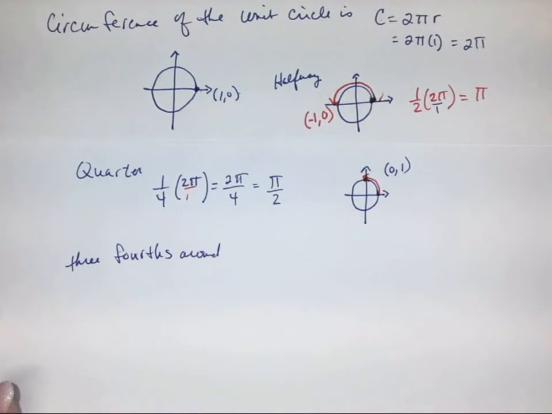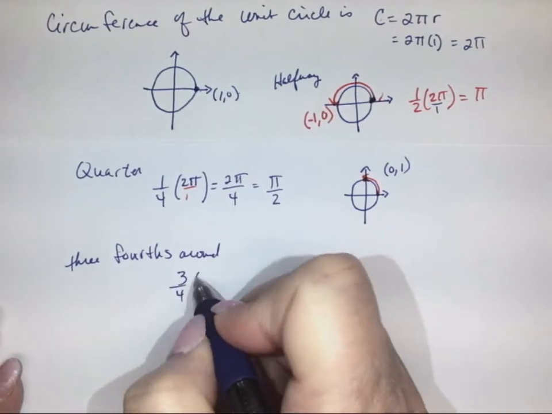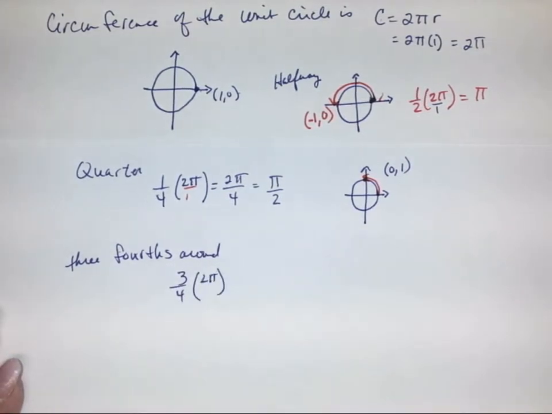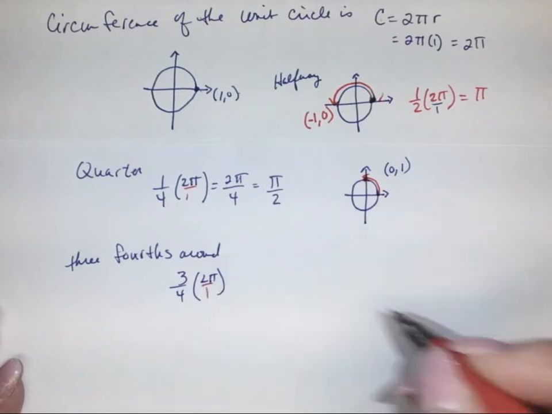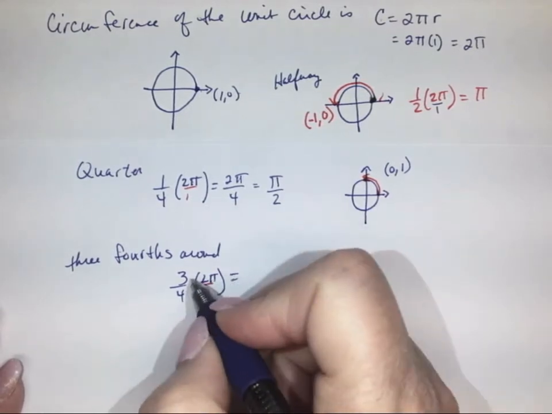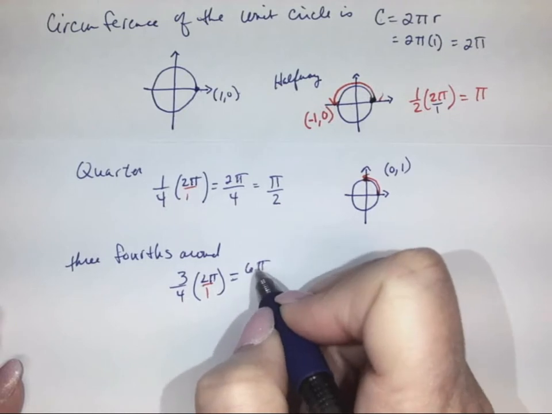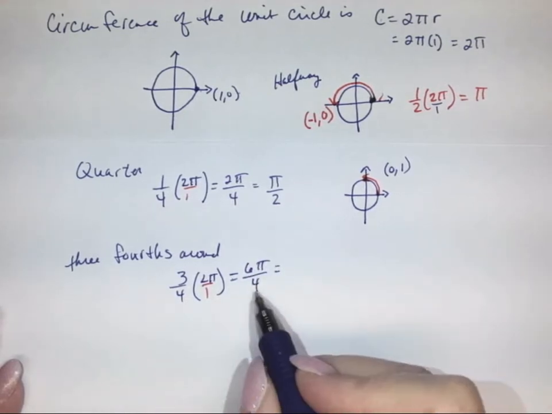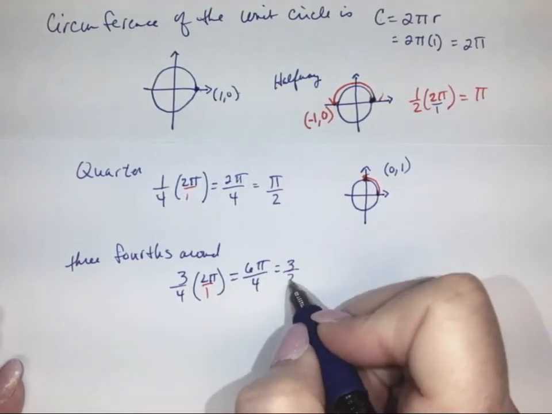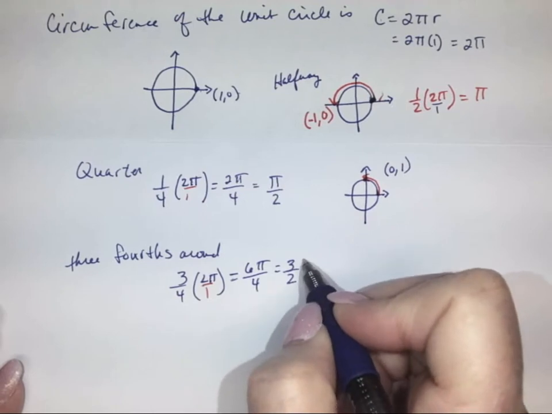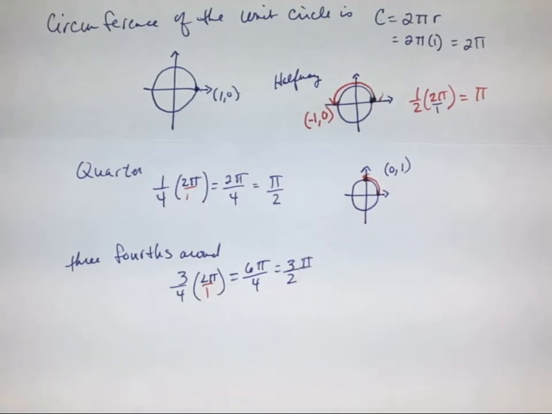The distance we'll travel will be 3/4 times 2 pi. Again, we can put that over 1. And that'll be 3 times 2, which is 6 pi over 4. It reduces down to 3 pi over 2, or 3/2 of a pi.